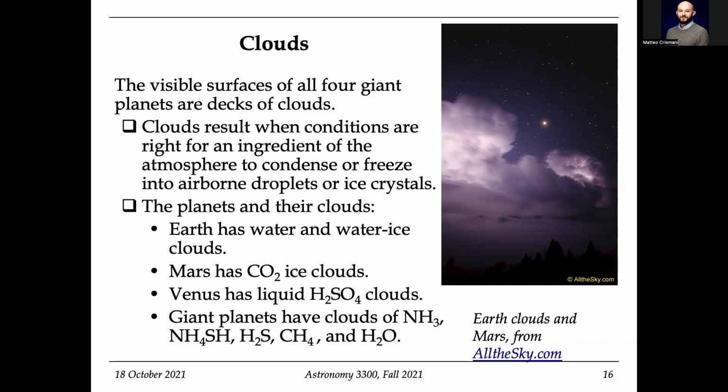Right. So Earth has water ice clouds and water clouds. Those are different. Mars has CO2 ice clouds as well as water ice clouds. Venus has liquid hydrogen sulfide clouds.